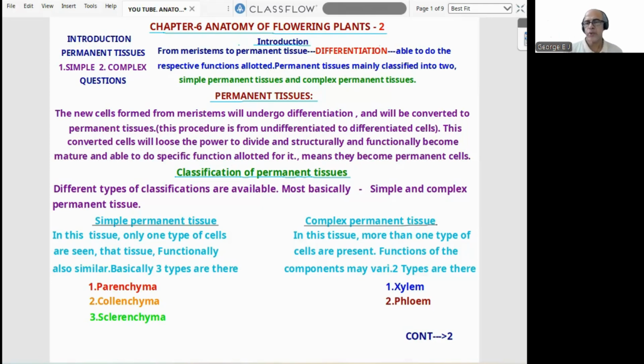While coming to the other side, complex permanent tissue, in this tissue system we can find more than one type of cells present. Functions of the components may vary. There are 2 types of complex permanent tissue, one is xylem, one is phloem. I think the idea is clear to all of you. Then we can proceed to the next aspect. Now we have to expand this.